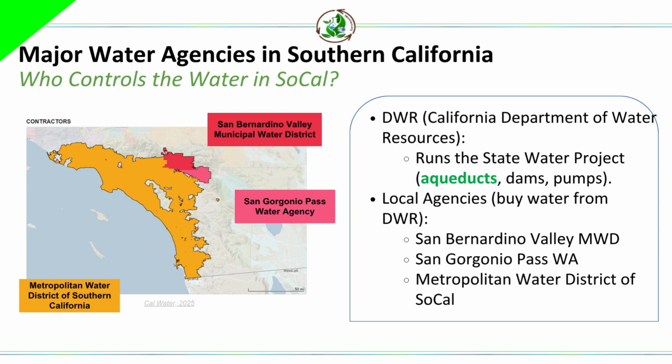Some of the main local agencies include the San Bernardino Valley Municipal Water District, the San Gorgonio Pass Water Agency, and the Metropolitan Water District of Southern California. So, water flows from the State Water Project to these local agencies, and then finally to homes, farms, and businesses. When you think about it, managing water is a huge system that involves both state level and local level coordination.